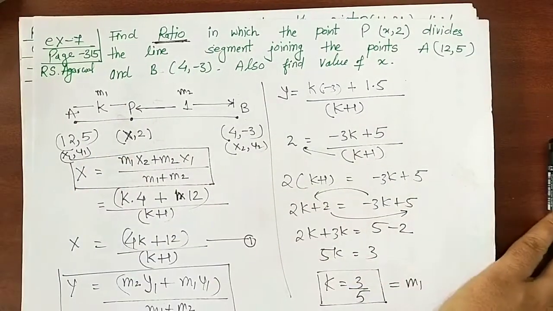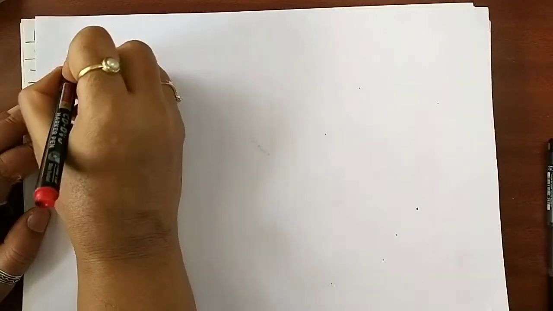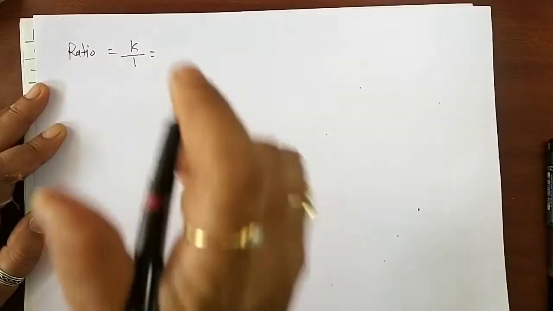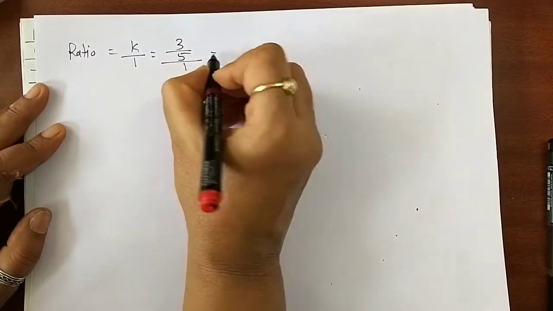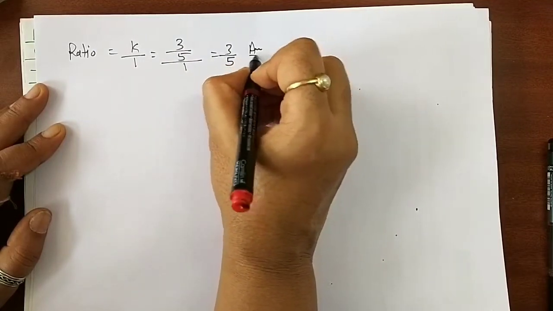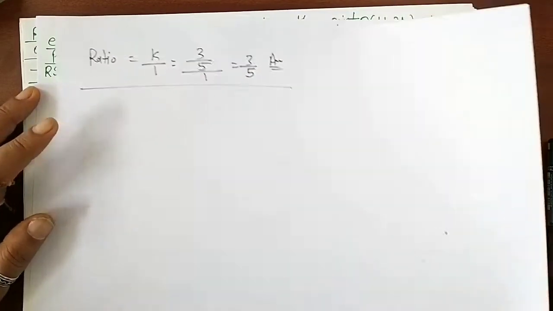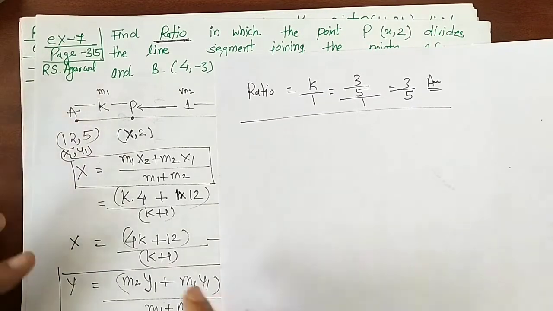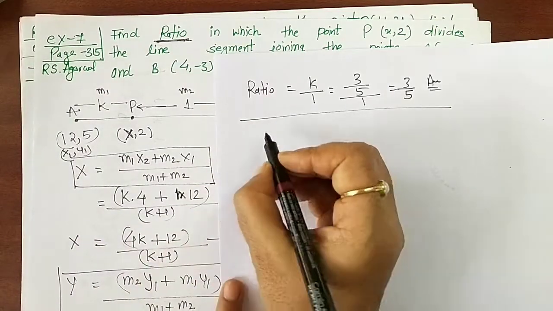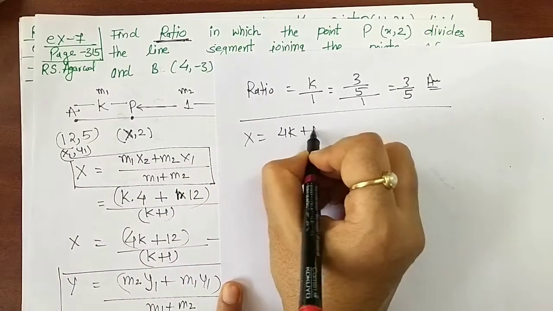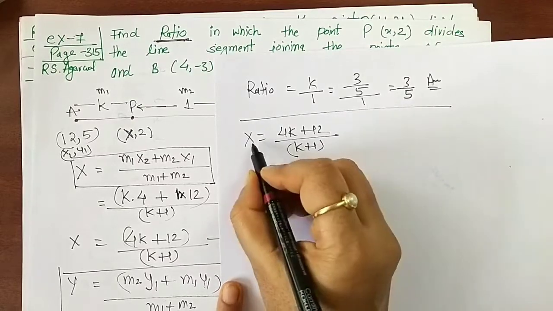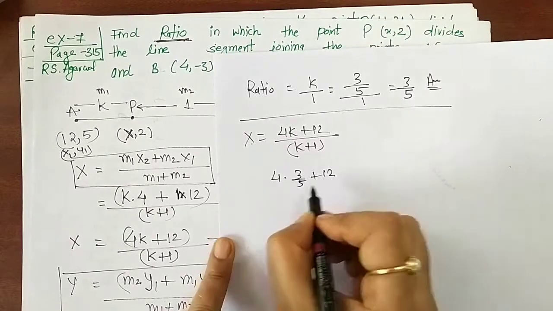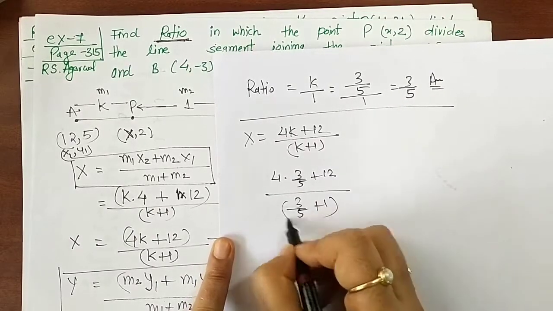Understood? So write down, my ratio was k is to 1. And what is k, guys? k I got 3 by 5 divided by 1. So 3 by 5 is my answer. This is my ratio. But now they are asking the value of x. So I got this equation, if you remember. So I had x is equal to 4k plus 12 by k plus 1. So to calculate x, can I put k here? So 4 into 3 by 5 plus 12, by 3 by 5 plus 1.